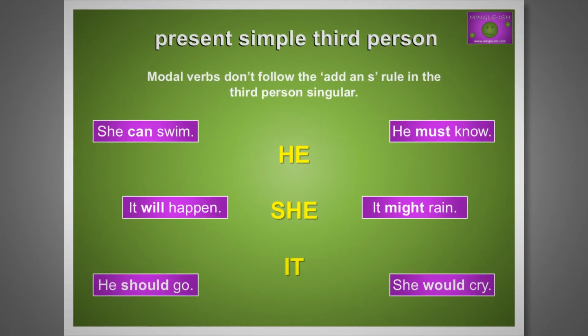If you are using a modal verb, they don't follow this rule. For example, she can swim. He must know. It will happen. It might rain. He should go. She would cry.